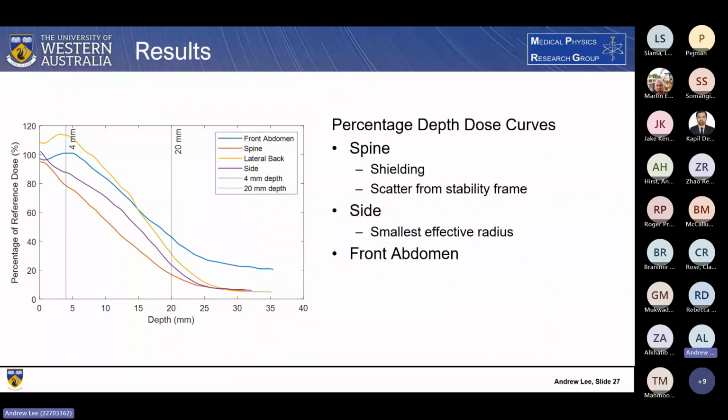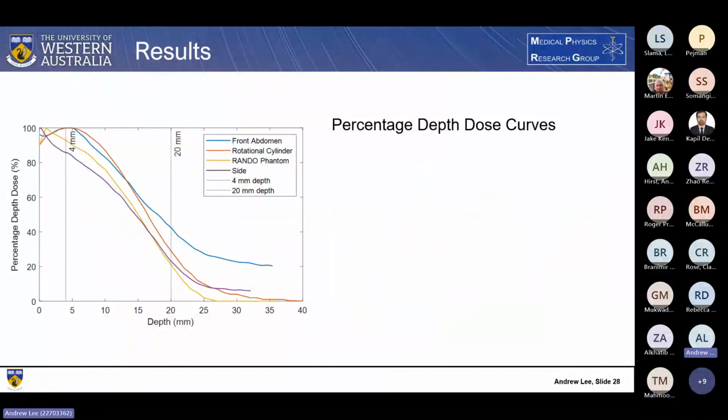And for the front abdomen and the lateral back, they have both got similar Dmaxes. The lateral back has higher energy and higher max energy, typically because of the extra scatter, we presume. But it's also due to the placements of the film, as well as just the accuracy of how far it extends out. So I'm going to compare these front abdomen curves to some more calibration measurements we did.